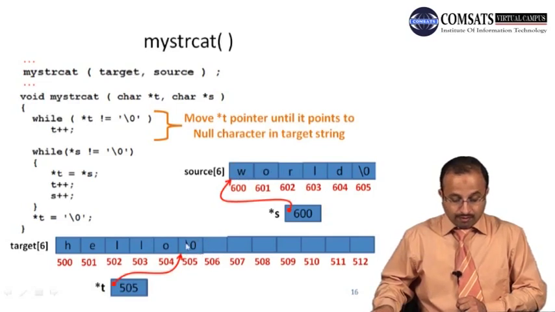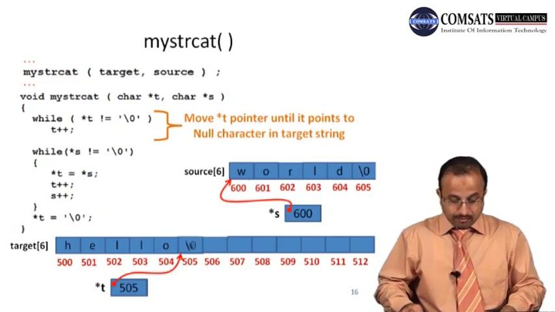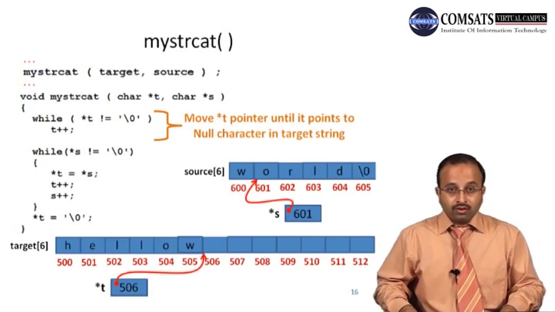जहाँ पे null है इसको वो overwrite कर देगा. So w will be written over here, in this position. And then it increments t, increments s. Then again in the while condition it checks static s is not equal to null. No, static s is o. O is not equal to null. Condition is true. It comes inside the while loop and it checks.